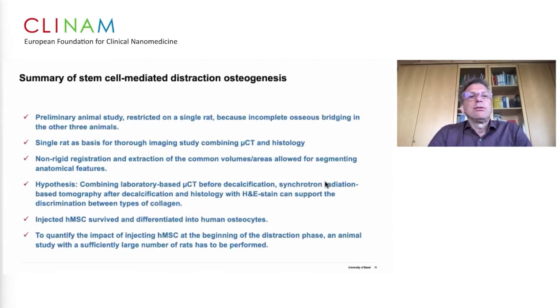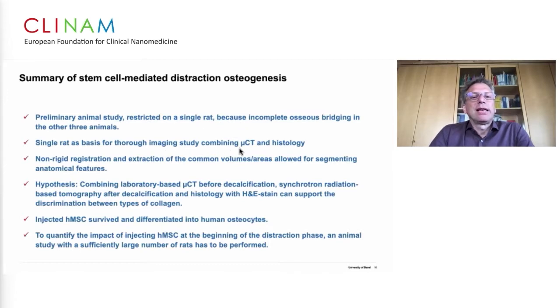So with that, I would like to summarize. Preliminary animal studies were done. These studies included 4 animals, but the analysis I have shown is restricted to a single rat because there was incomplete osseous bridging in the other 3 animals. So you see, it's not always simple to perform such studies. The single rat is the basis of that study.